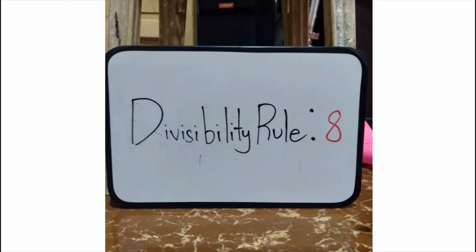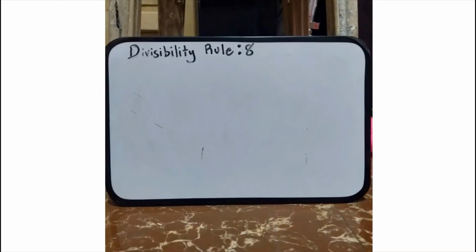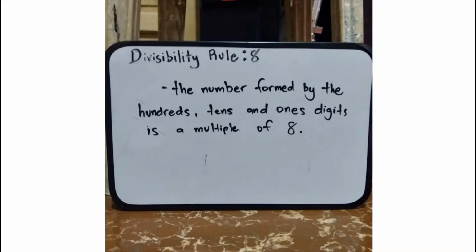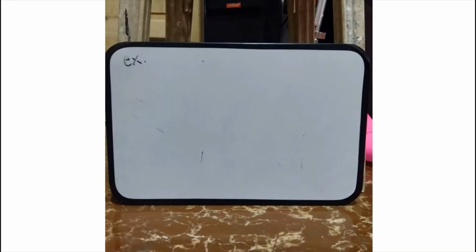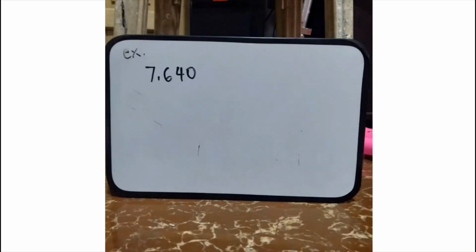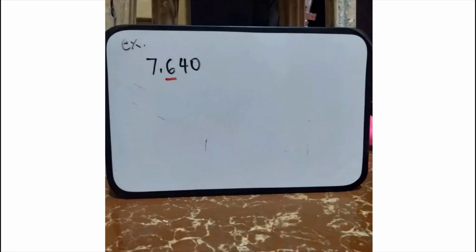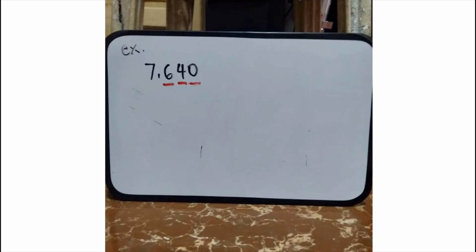Divisibility Rule 8. A given number is divisible by 8 if and only if the number formed by the hundreds, tens, and ones digit is a multiple of 8. Let's have an example. 7,640. The number formed by the hundreds, tens, and ones digit is 640.